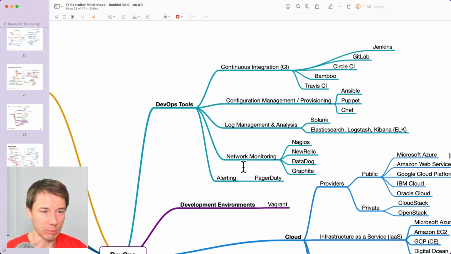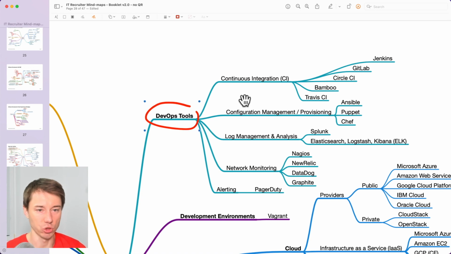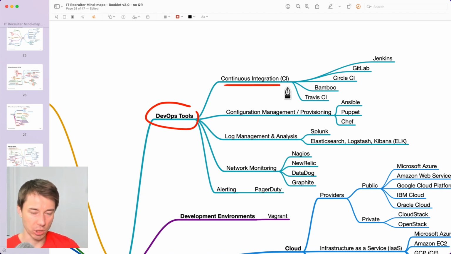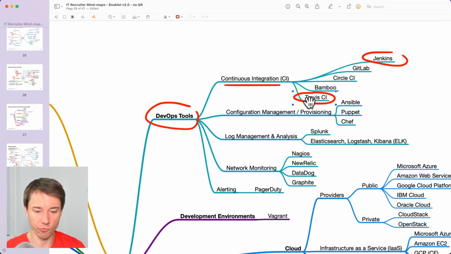Cool. What else is important? Well, some of these DevOps tools I would certainly mention. You should be aware of continuous integration tools such as Jenkins or GitLab or Travis CI. These tools are frequently used by DevOps engineers, but also developers who work in the DevOps environment. Someone else set up those tools and they just join the team and start using them.